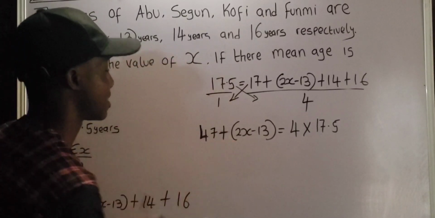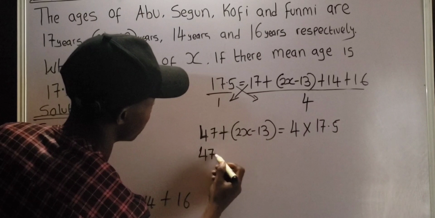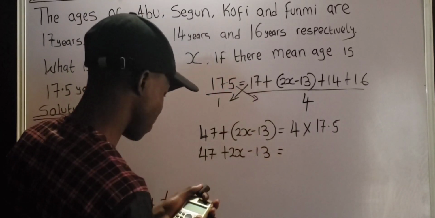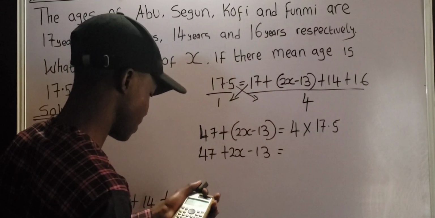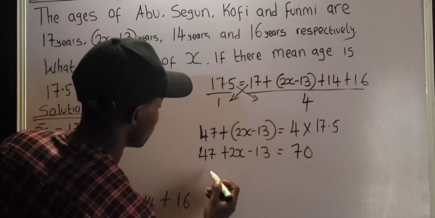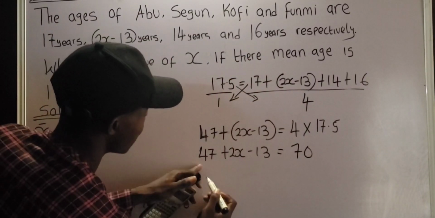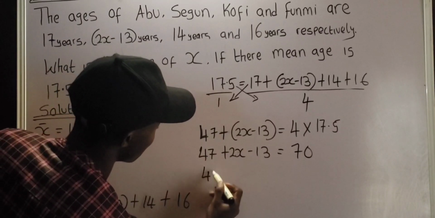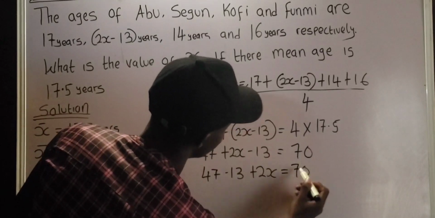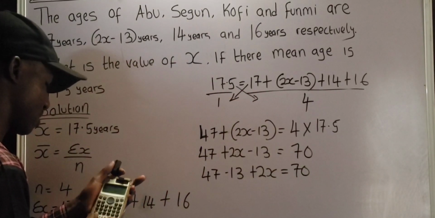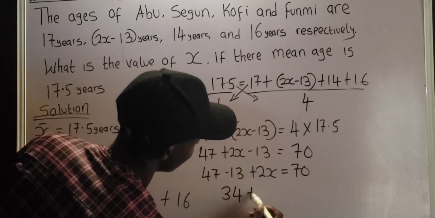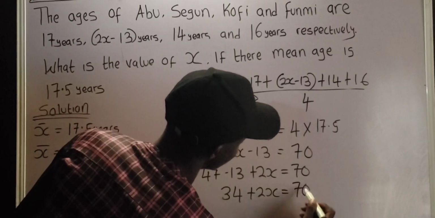47 plus 2x minus 13 is equal to 4 multiplied by 17.5. That is 70. So the value here is 70. So you can collect like terms. That is, we are going to have 47 minus 13 plus 2x is equal to 70. 47 minus 13 is 34. So I'm going to have 34 plus 2x is equal to 70.